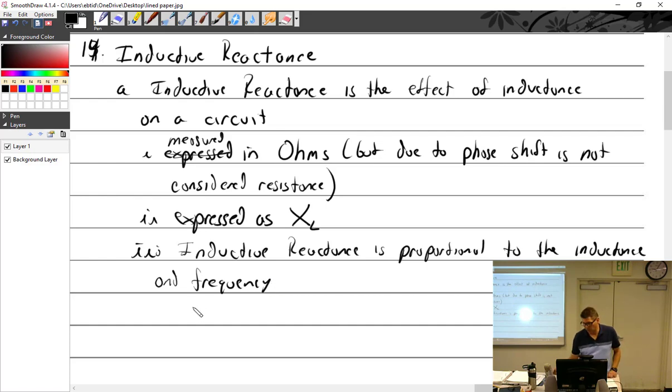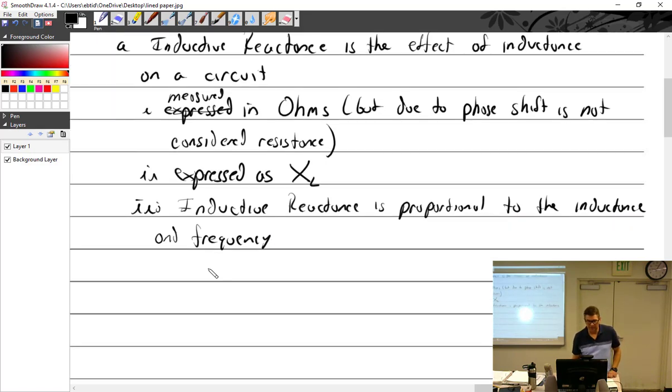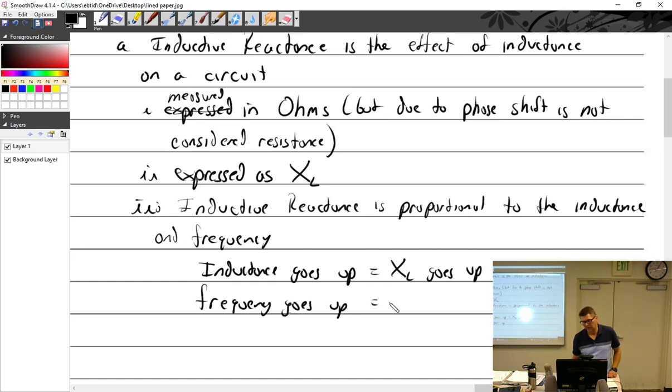Which is to say, if the inductance goes up, then the X of L goes up. If frequency goes up, then X of L goes up. And if you think it through, should you decide to, that should make sense.